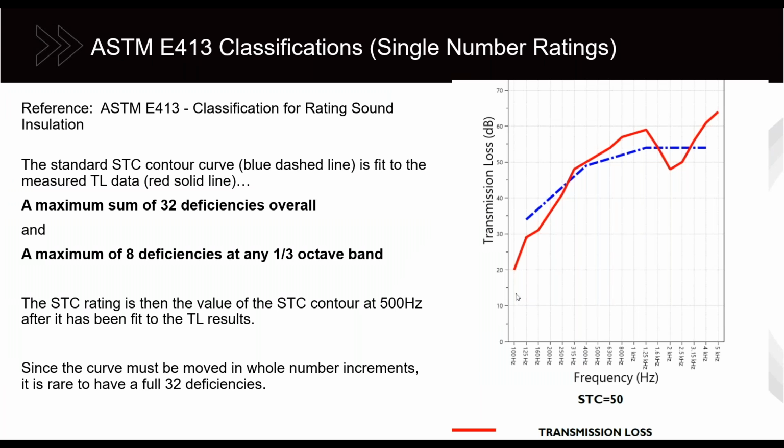So similar to when we discussed NRC, STC has a similar but different kind of classification to it. It's a way to take, in this example, a complicated sound transmission loss spectrum and turn it into a single number for the purposes of comparison. In this diagram on the right, the red line is our actual sound transmission loss performance for a wall assembly. And you'll notice that the performance is weaker at lower frequencies and generally better at higher frequencies.